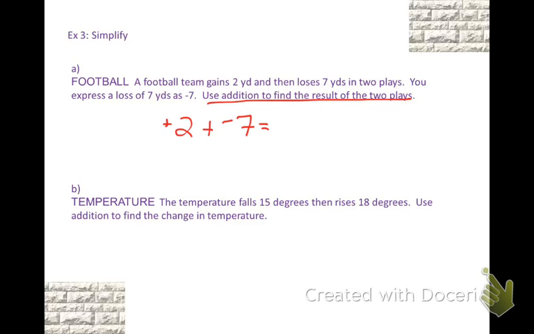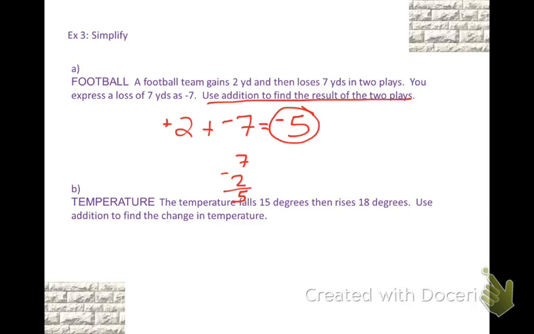What is the result, or what's the answer? So 2 plus negative 7, they're opposite signs, so you subtract. So 7 minus 2, which is 5. And 7 is bigger, so it's a negative 5.